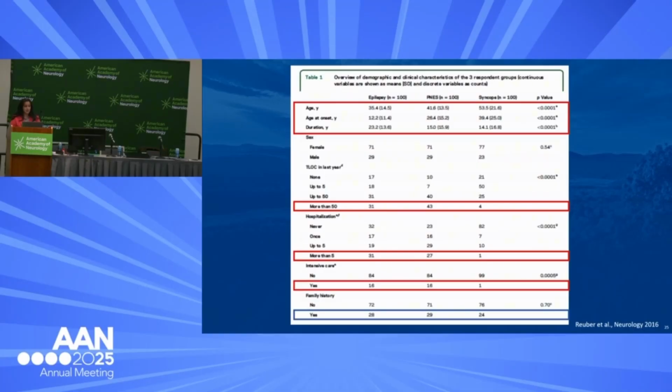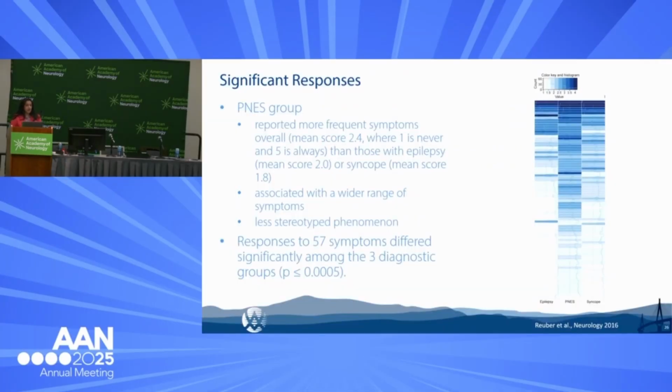Similarly, for hospitalizations and intensive care admissions, epilepsy and non-epileptic events had kind of similar numbers, but there were far fewer in syncope. And then, interestingly, family history really didn't differ between all 3 groups. So when they looked at the significant responses overall, the non-epileptic group reported more frequent symptoms overall than those with epilepsy or syncope, and they were associated with a wider range of symptoms, and they were less stereotyped.